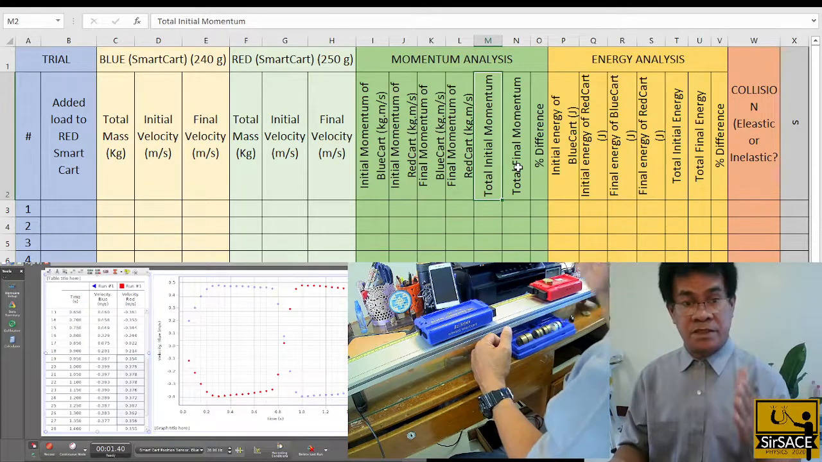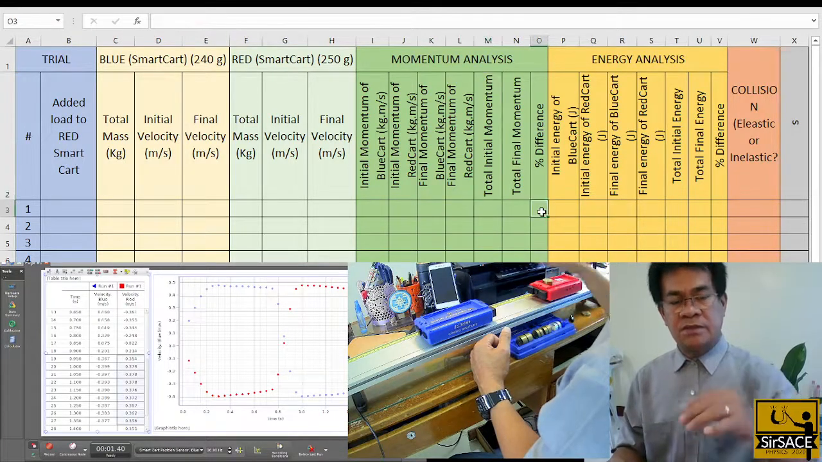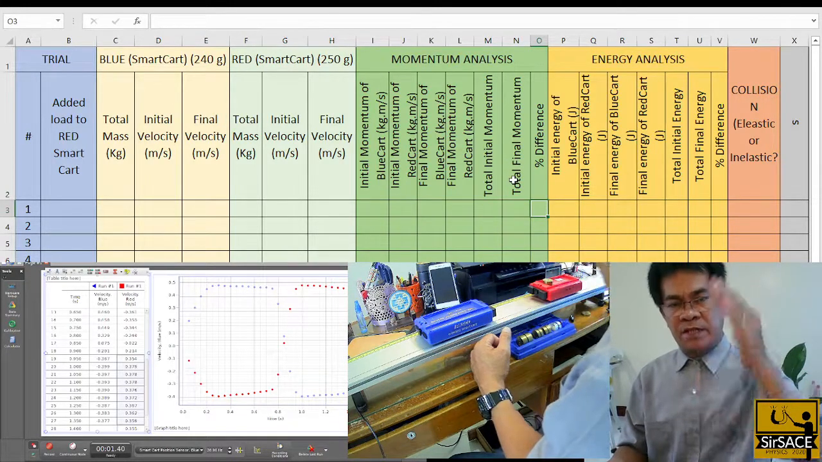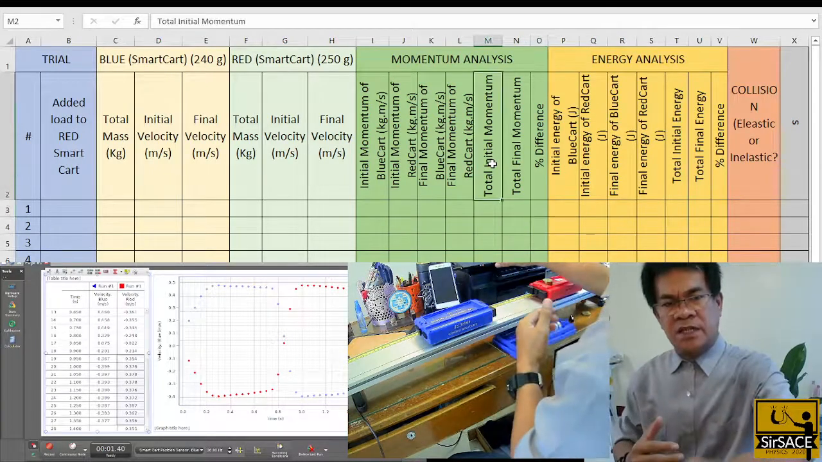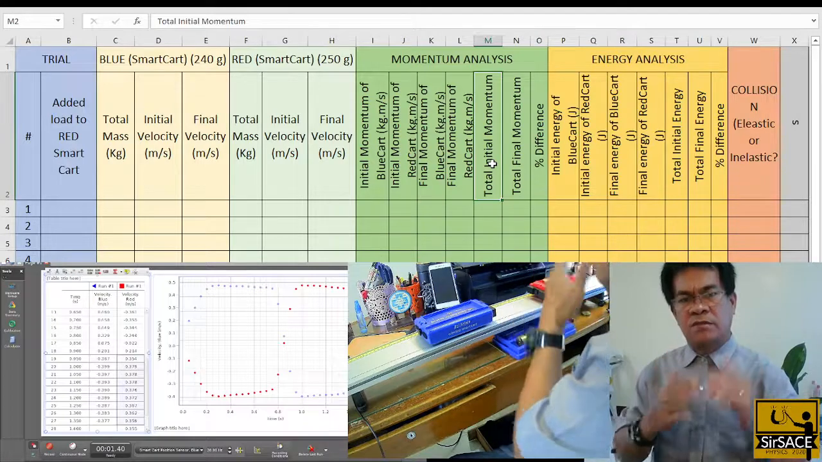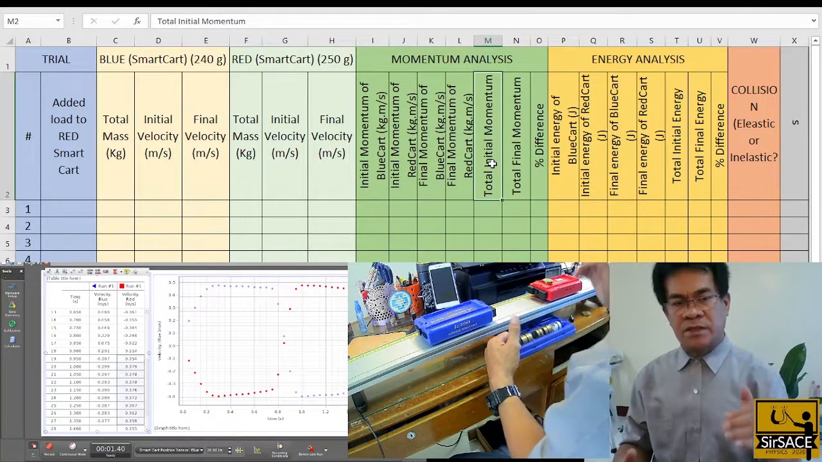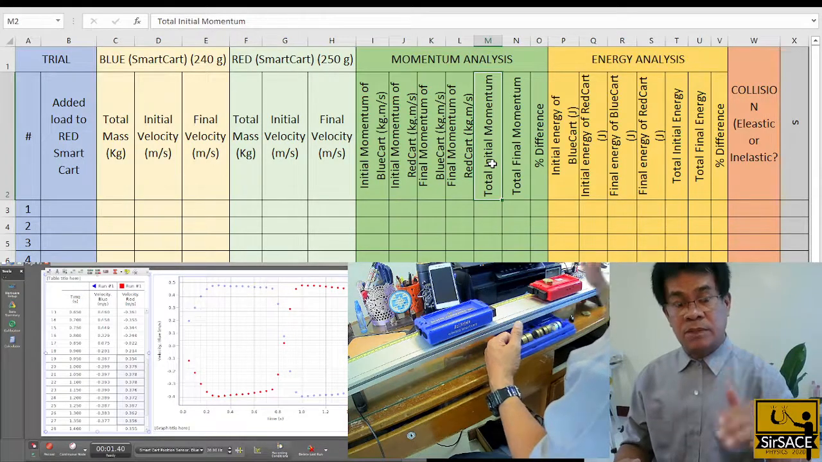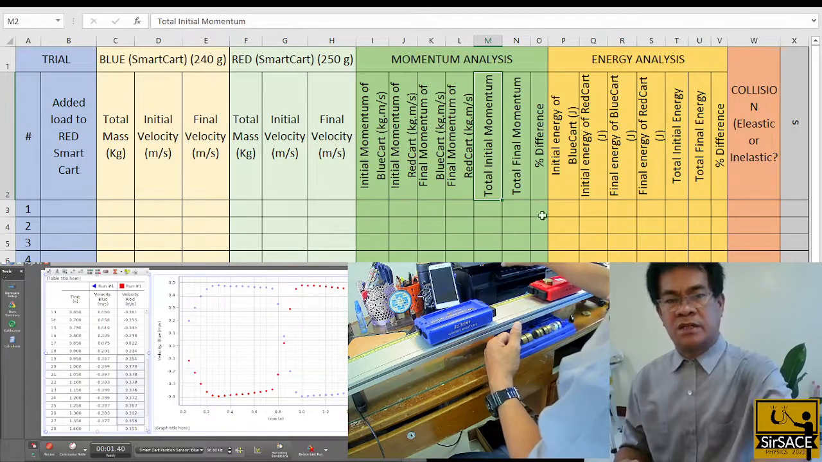And that will be the percent difference. Again, for the percent difference, all you need to do is take the difference between the final and initial, meaning it should be the total initial momentum subtracted by the total final momentum, divided by the total initial momentum. Then multiply it by 100%, and that will be the difference.